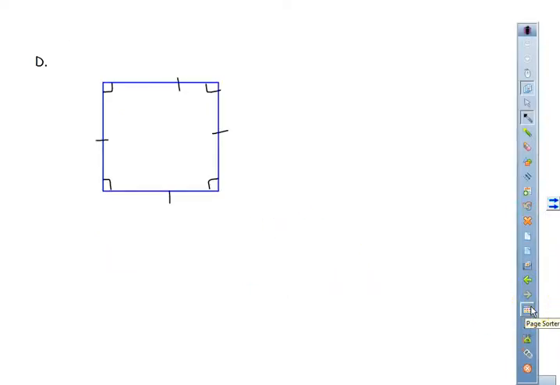Let's take a look at this one. Go ahead at letter D and give me all the possibilities that you could have for letter D. List all possible shapes that you could call that. Go ahead and hit pause and solve that. Alright, well, the obvious for this is going to be a square. Congruent sides, all four, and four right angles. So we'll say that this is definitely a square.